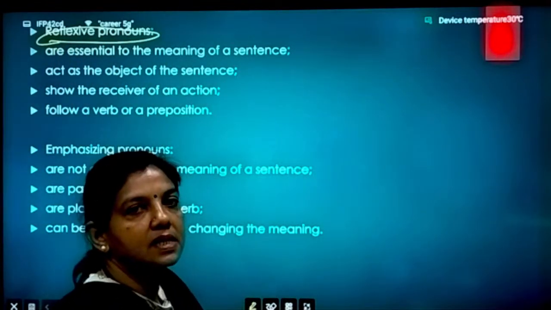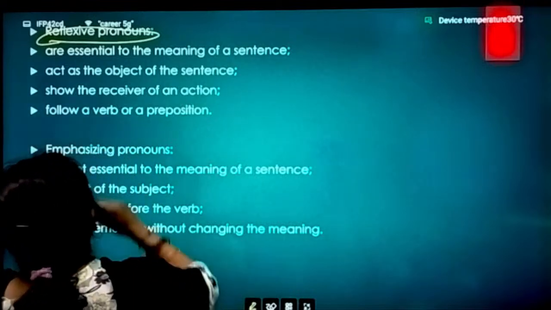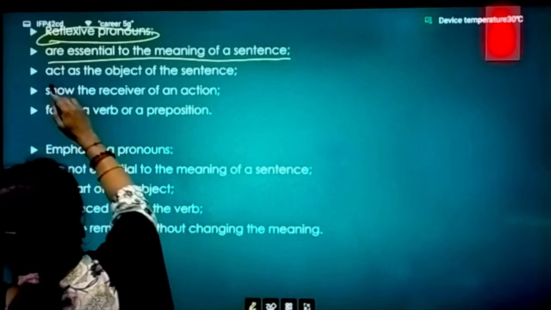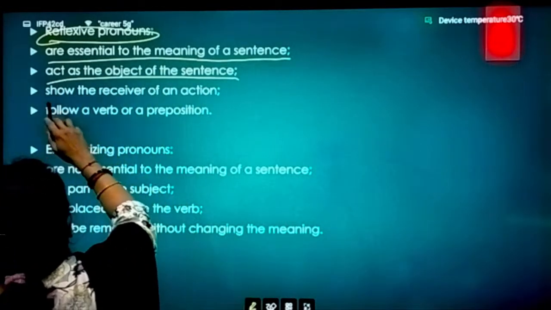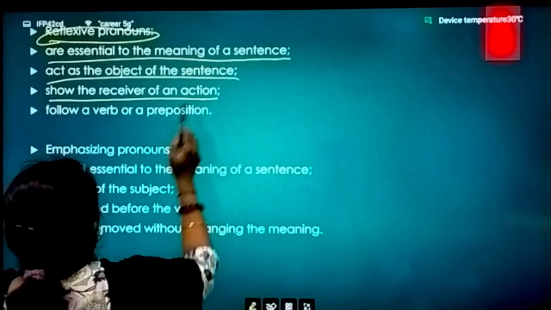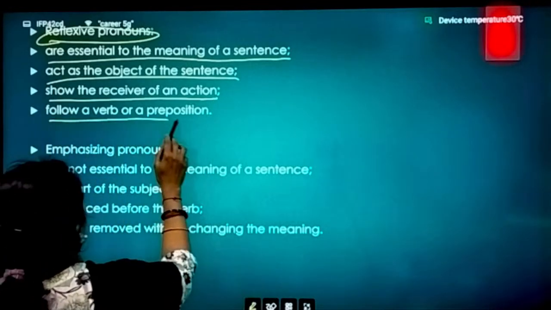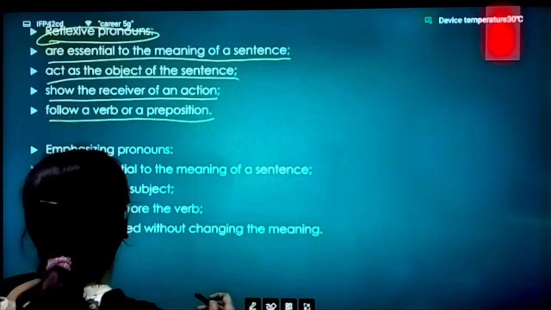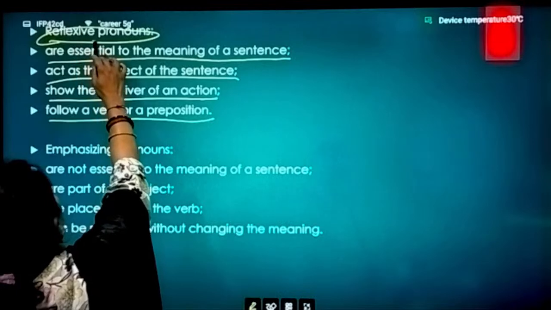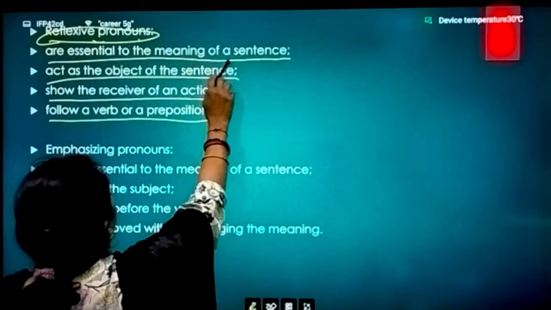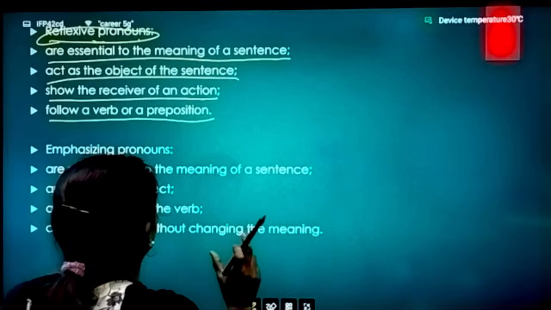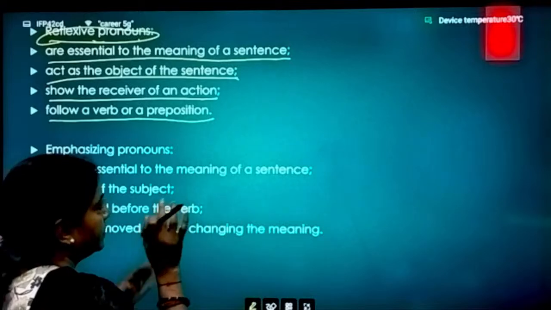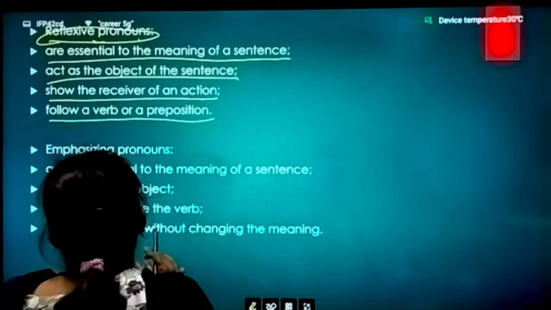What are reflexive pronouns? As the name itself indicates, they are essential to the meaning of the sentence, act as the object of the sentence, show the receiver of an action, and follow a verb or a preposition. So these are all the conditions which apply. Let's see each of them. Reflexive pronouns are essential to the meaning of the sentence. It should be an essential phrase. They act as the object of the sentence.